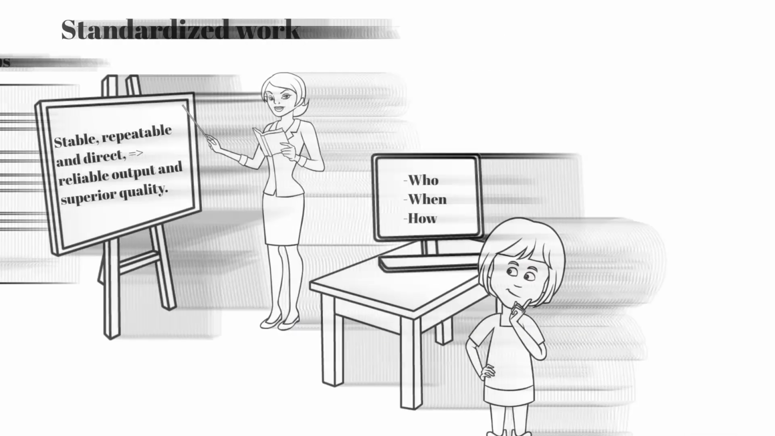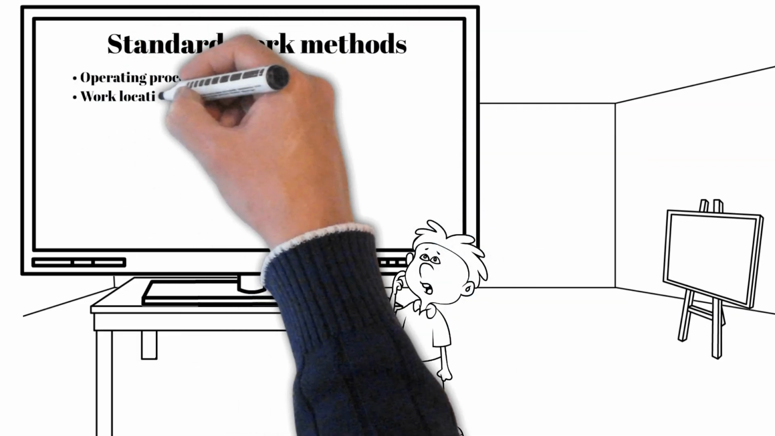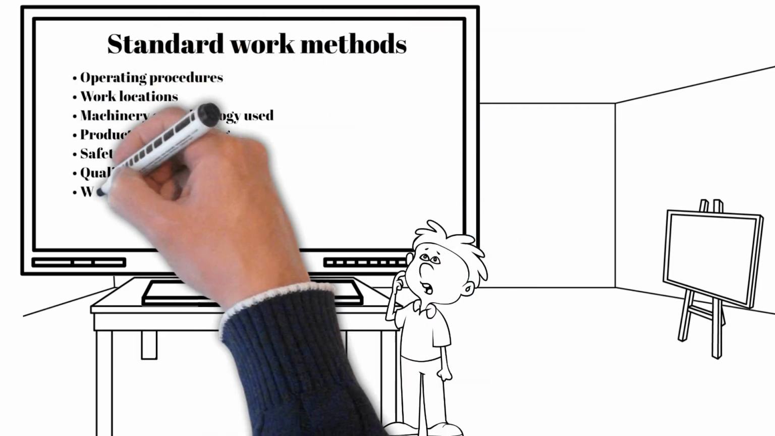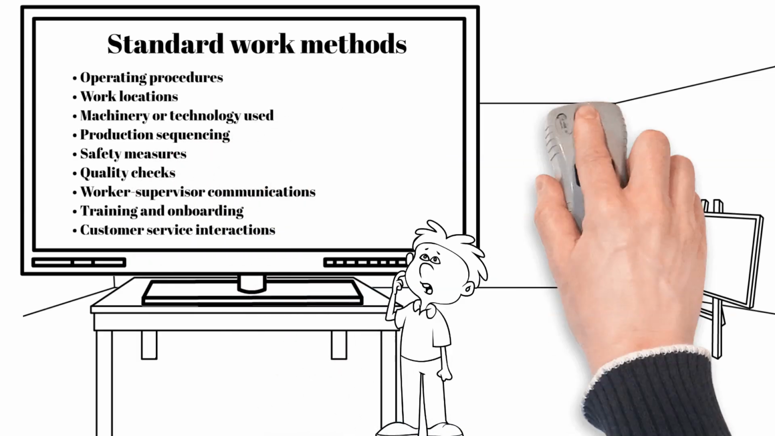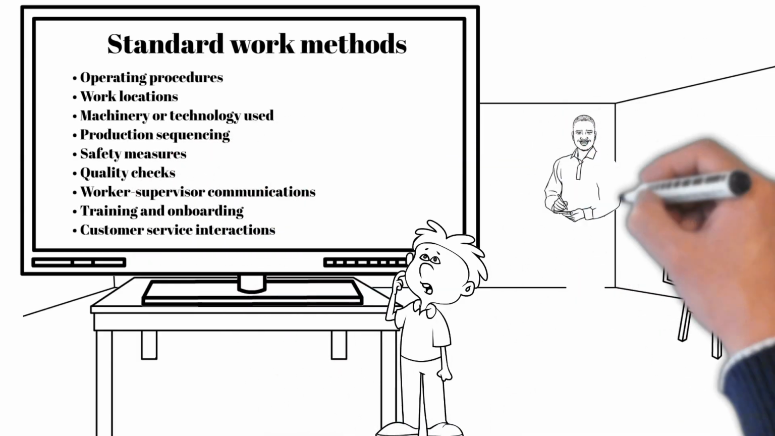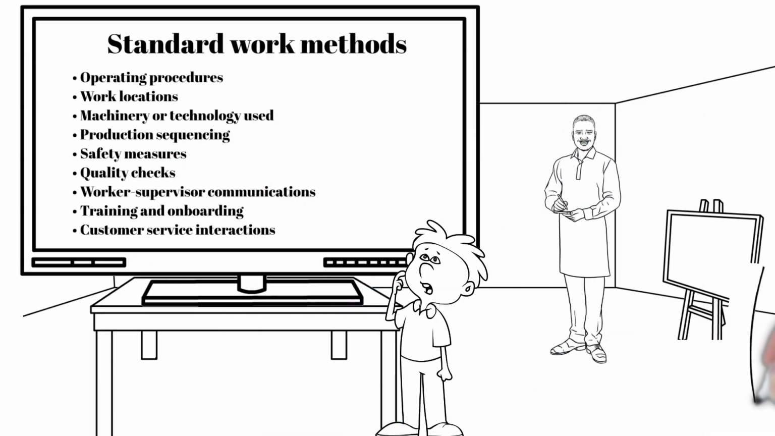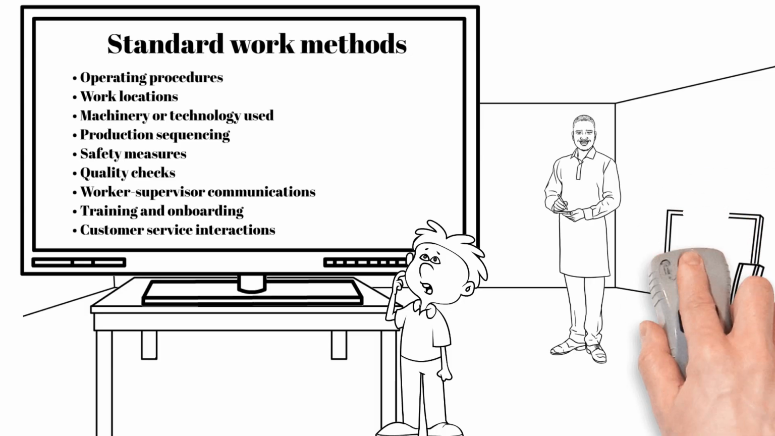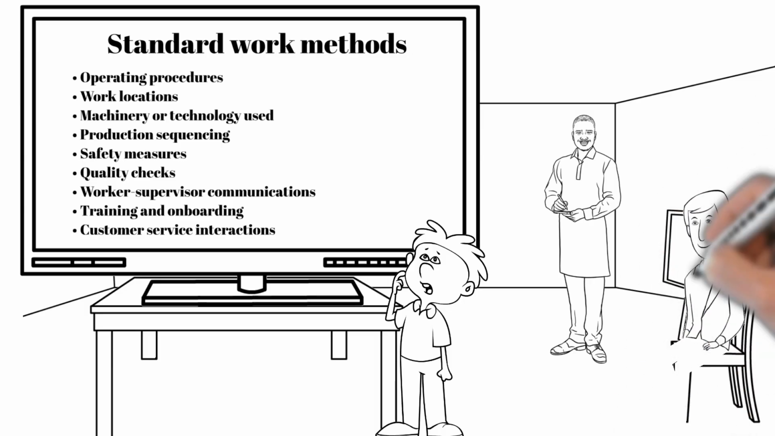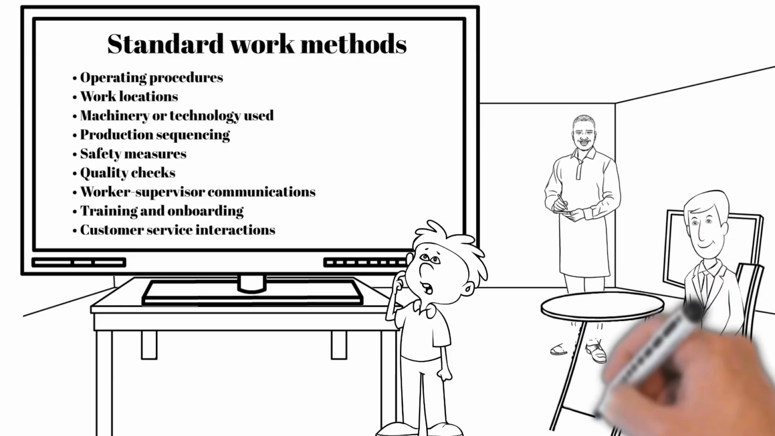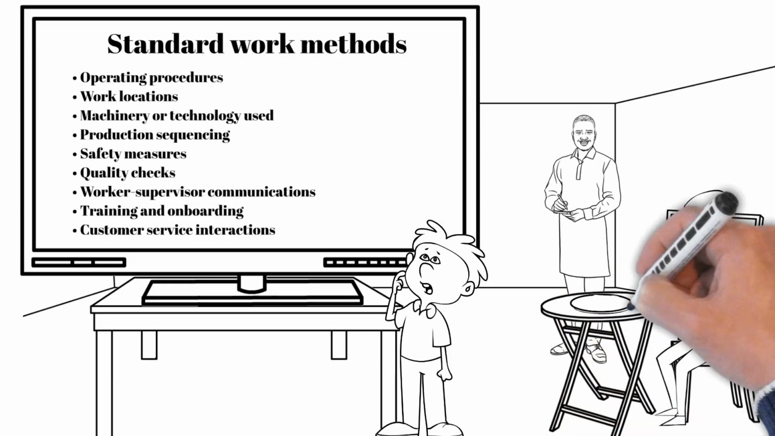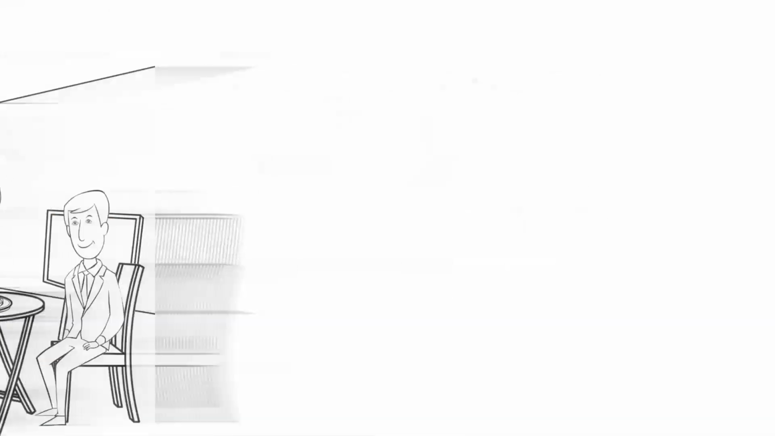superior quality. Standard work method can be applied to operating procedures, work locations, machinery or technology used, production sequencing, safety measures, quality check, worker-supervisor communication, training and onboarding, and customer service interactions.